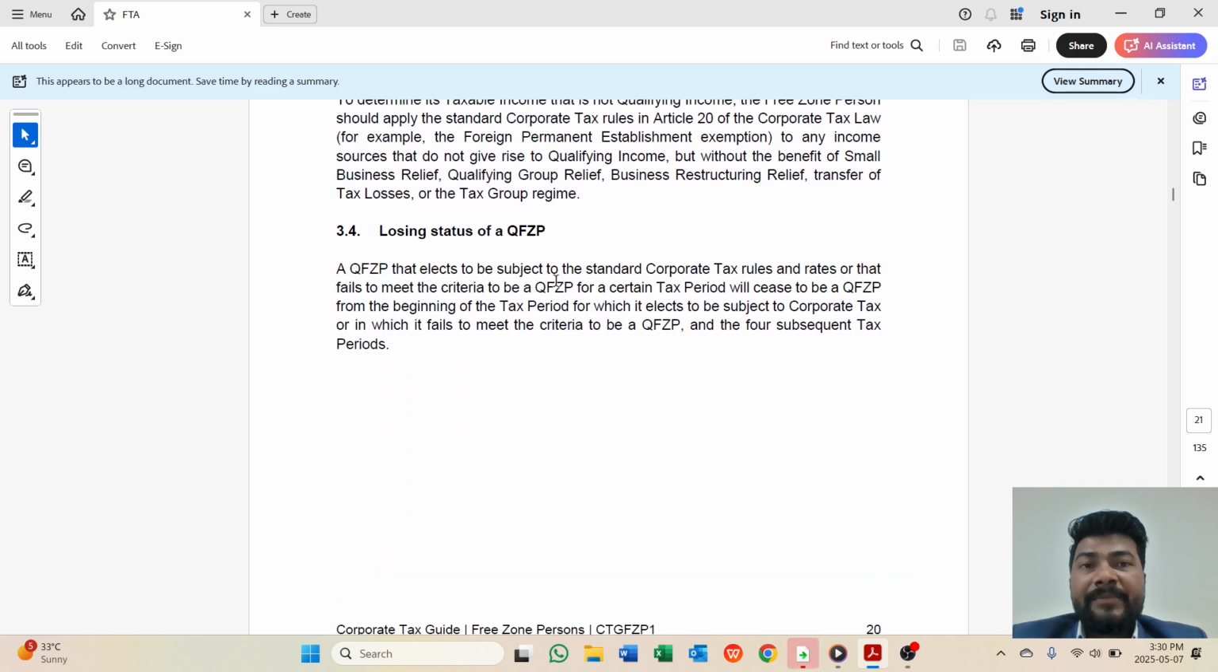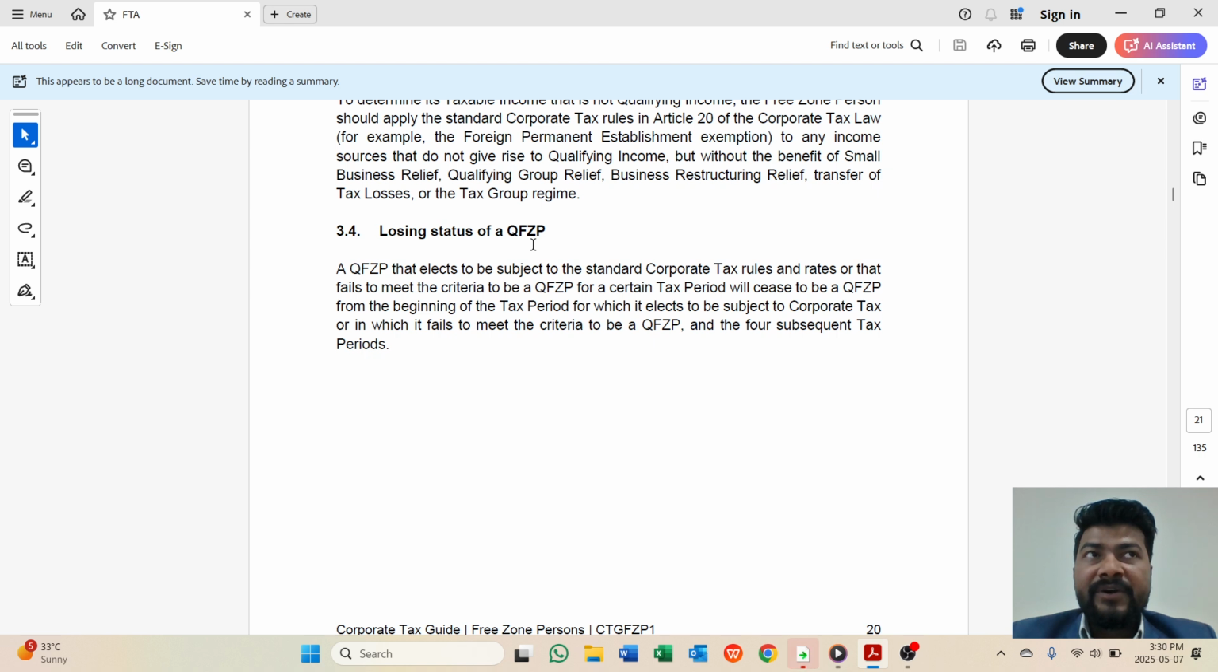Now, what will happen if you do not meet the conditions of a qualifying free zone person? In that case, for this year as well as for subsequent years, you will not be eligible to apply as a qualifying free zone person. That means the option of qualifying free zone person is not available to you for this year as well as for subsequent years.